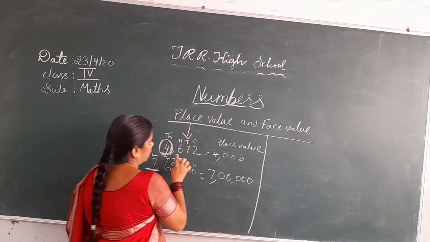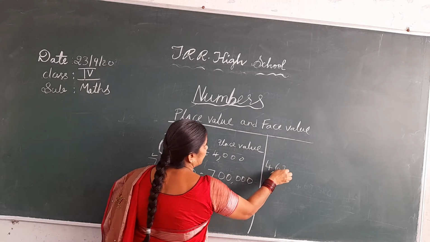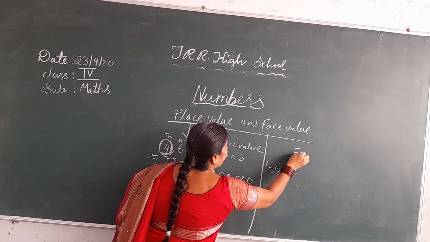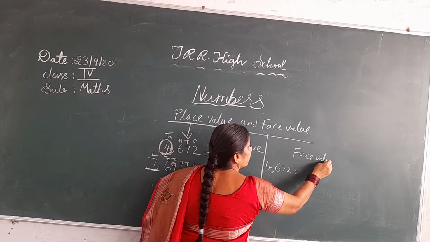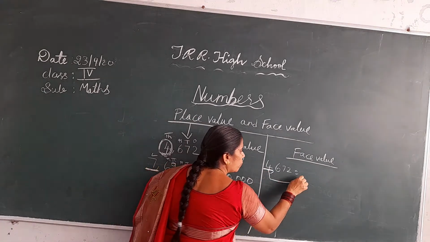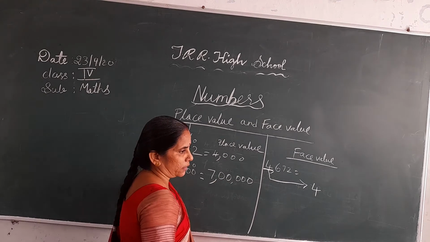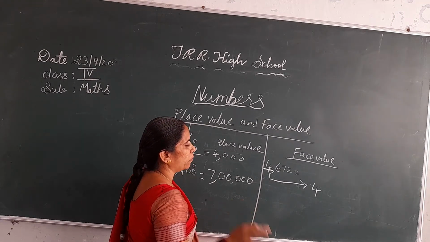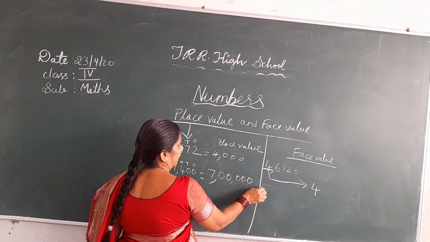Now face value. The same number I will take. Take 4,672. What is the face value of 4? The face value of 4 is 4 only. No change. It is in the thousands place, but the face value will be 4. Same itself only.